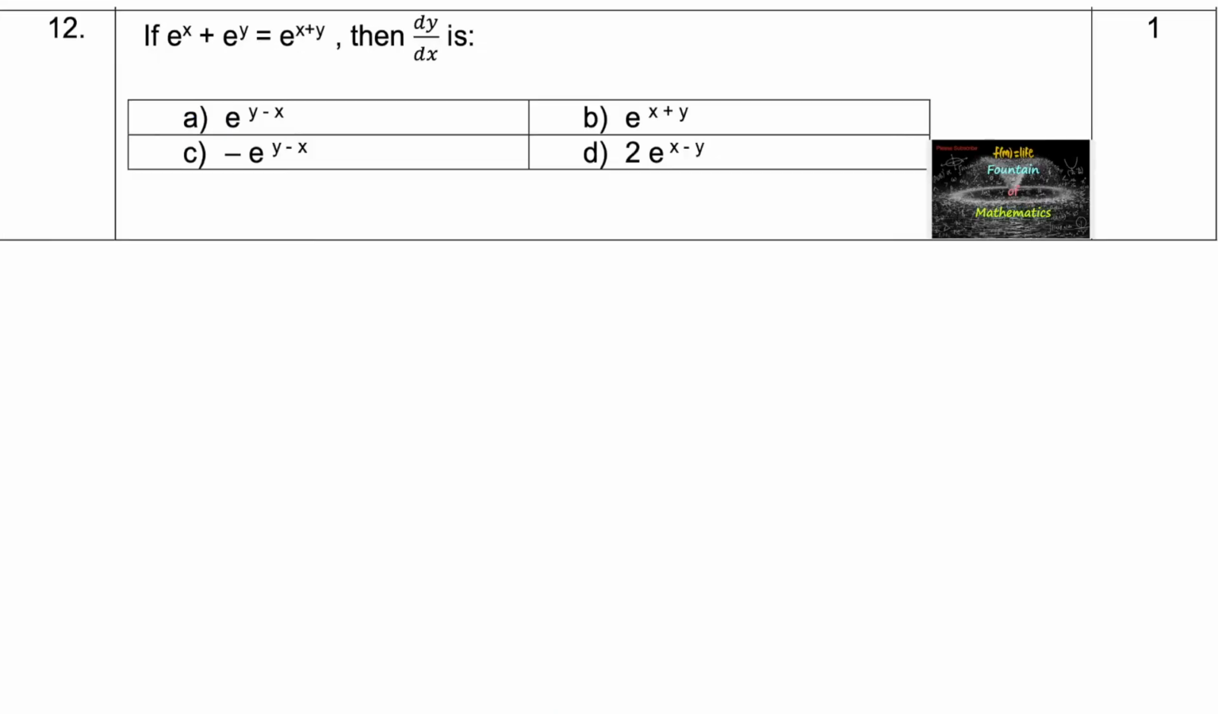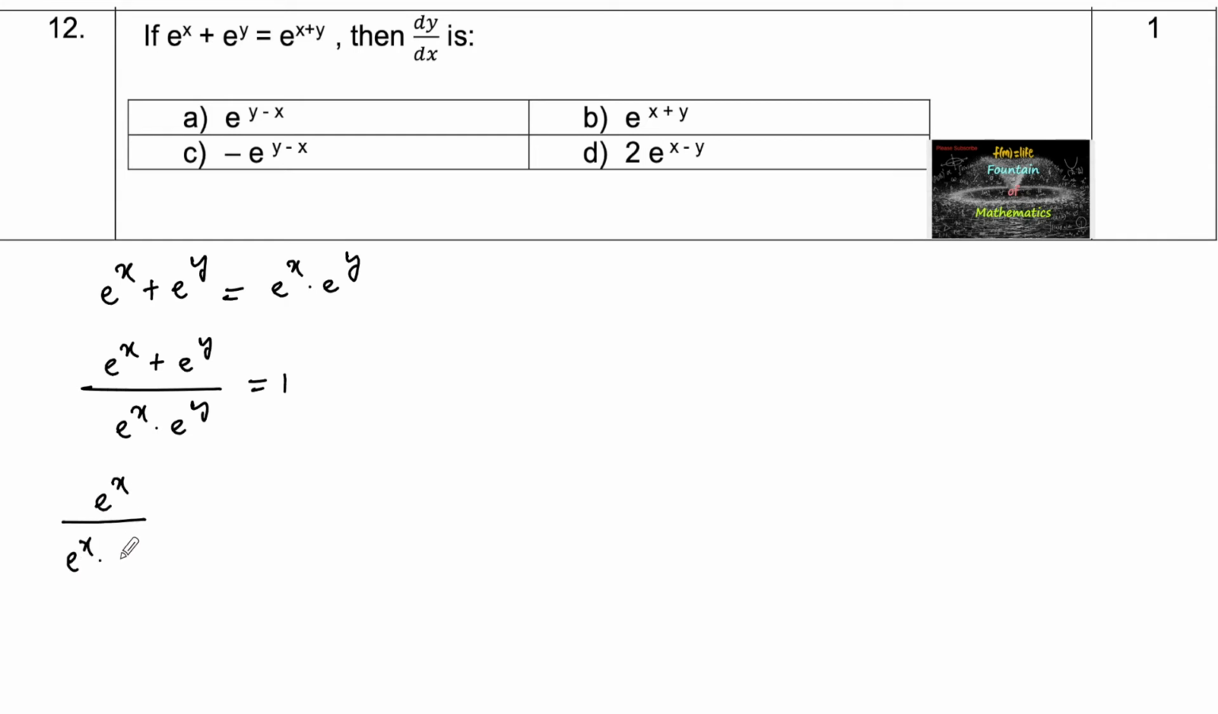Okay. If e power x plus e power y is equal to e power x plus y, then dy by dx is. So e power x plus e power y is equal to e power x plus y, we can write e power x into e power y, dividing with e power x into e power y. So we have e power x plus e power y upon e power x into e power y is equal to 1, or we can write e power x upon e power x into e power y plus e power y upon e power x into e power y, which is equal to 1.